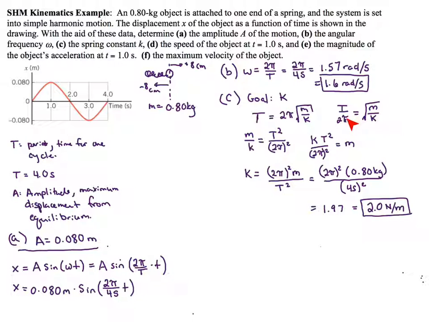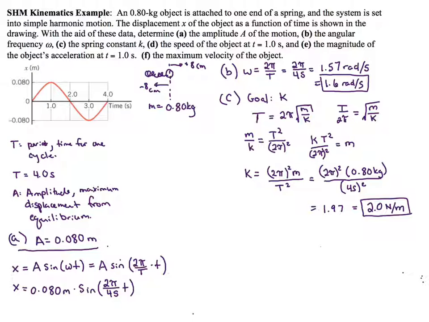Divided by 2 pi. Then I squared both sides to get rid of this square root. That means the 2 pi, the whole thing gets squared, so I put the parentheses there. Then from there, I solved for k, plugged in my numbers, and got 1.97 newtons per meter.